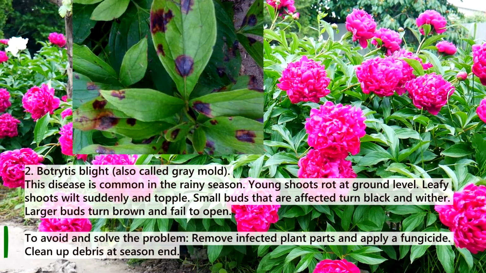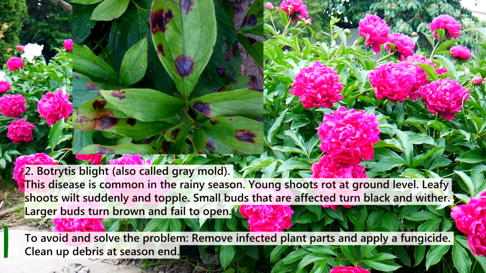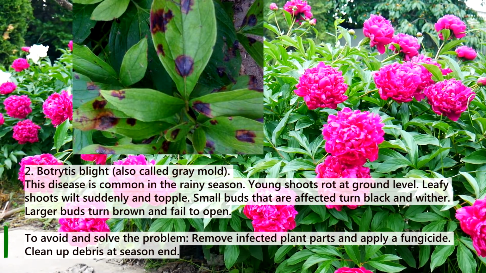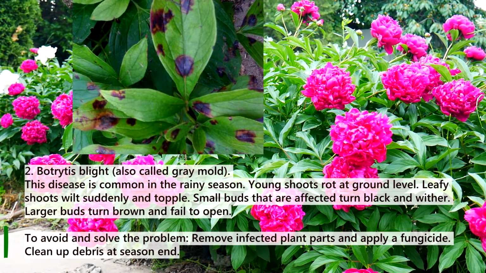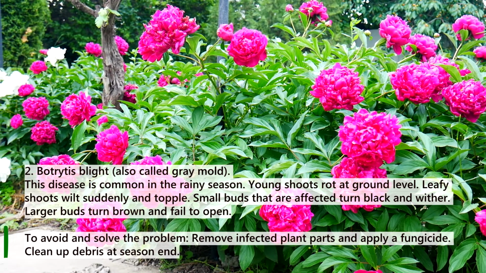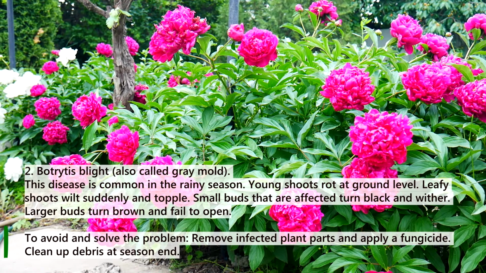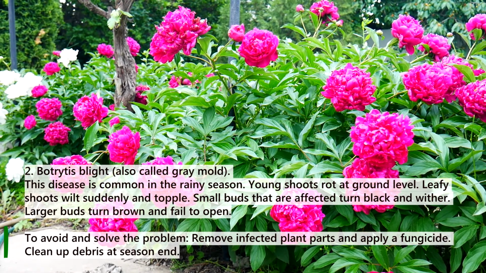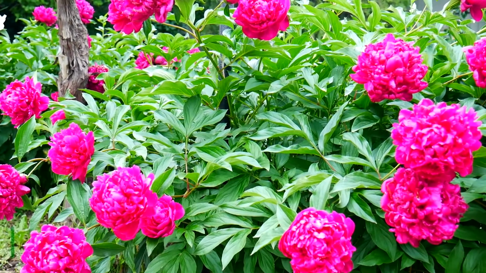2. Botrytis blight. This disease is common in the rainy season. Young shoots rot at ground level. Leafy shoots wilt suddenly and topple. Small buds that are affected turn black and wither. Larger buds turn brown and fail to ripen. To avoid and solve the problem, remove infected plant parts and apply a fungicide. Clean up debris at season end.